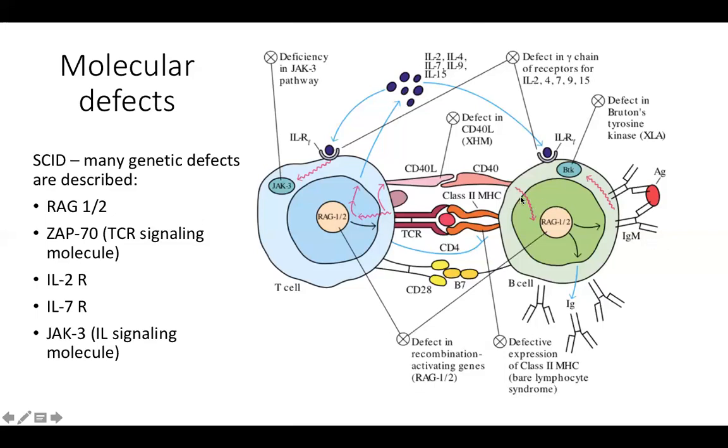But without this, class switching will not happen. So it cannot produce IgG, it cannot produce IgA and IgE. So the bivalent IgA that it secretes, or IgG and IgE, that won't happen. Only IgM will be secreted.